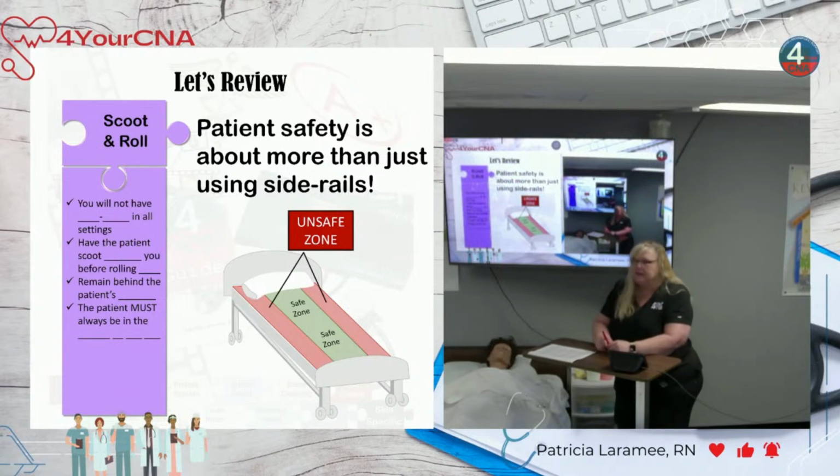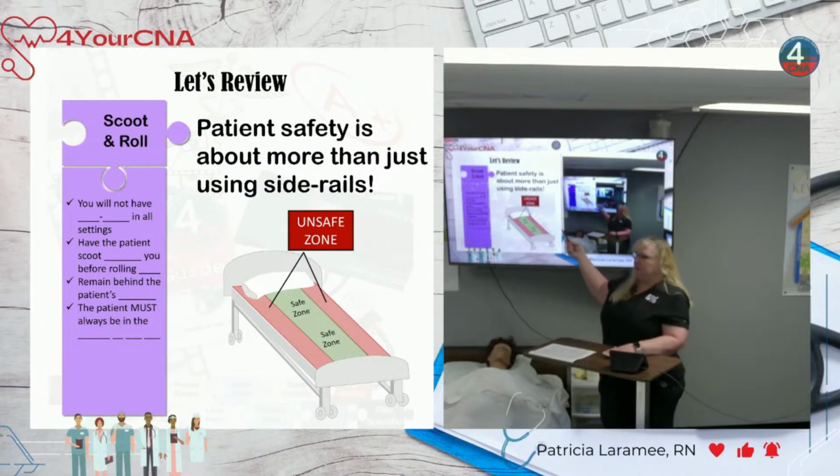How do we do that? How do we put somebody in the middle of the bed if we're going to turn them on their side? Scoot and roll. Scoot them towards you and then roll them away from you. Remember that you always have to remain behind the patient's behind, right? We're always turning them away from us. So take a look at the patient to make sure they're in the middle of the bed.